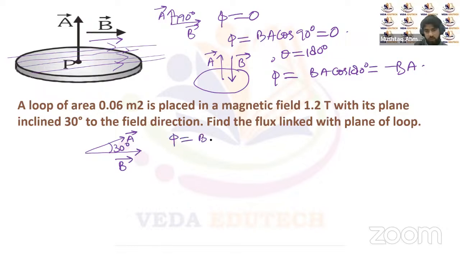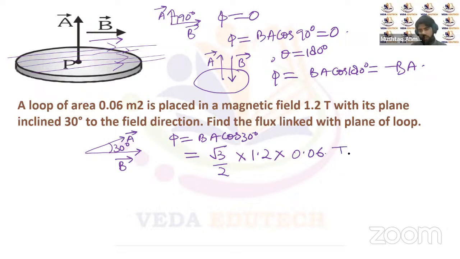It will be BA cos of 30 degree, right? Cos 30 is root 3 over 2. You can write it as root 3 over 2 multiplied with B, that's 1.2, into the area of this loop, which is given as 0.06 meter square, multiplied by 0.06. So this will be the flux, right? The SI unit of the flux is Tesla meter square.